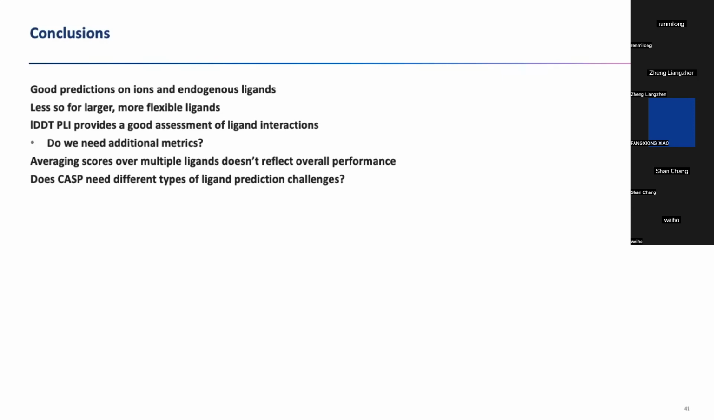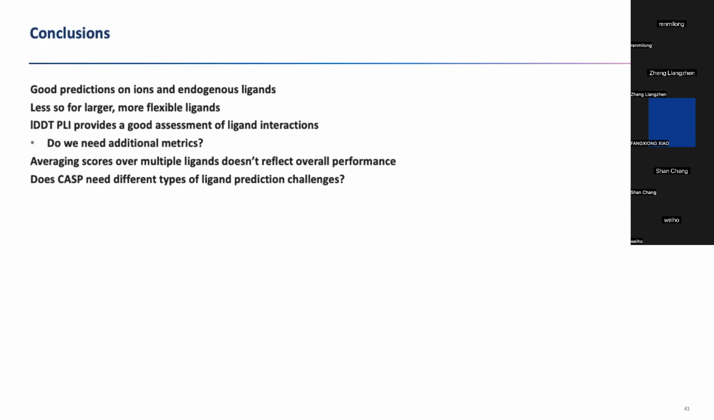After spending a tremendous amount of time scoring these things and then staring at structures, I think that the combination of RMSD and LDDT-PLI gives us a good assessment metric, but we're looking for other ways to assess these sorts of things. So love suggestions from the community. I still don't like this idea of averaging over multiple ligands, but I don't really have a better way to do it right now. So love some suggestions there.